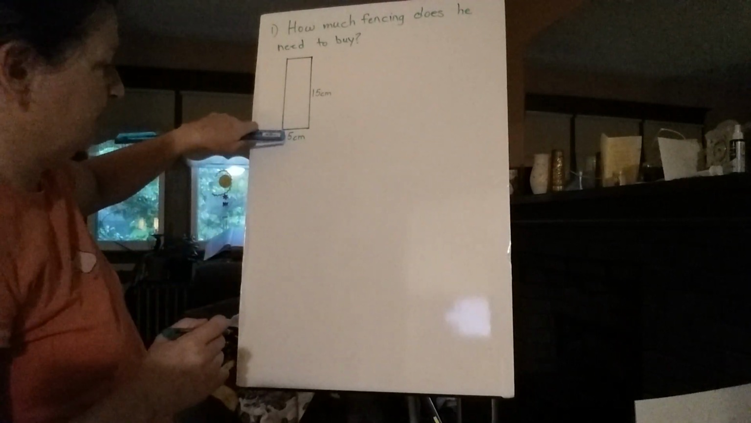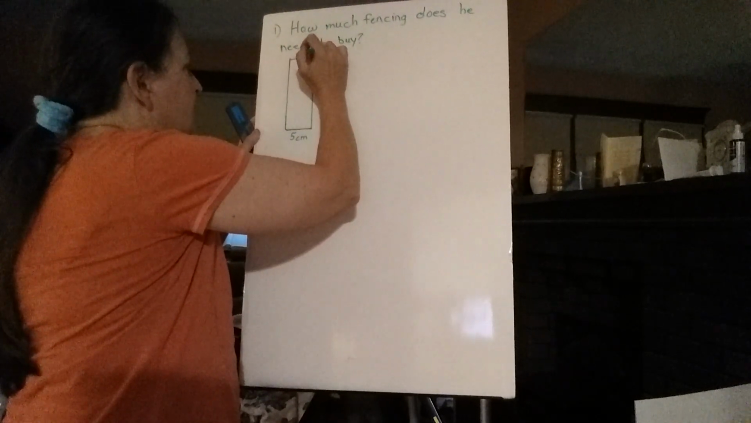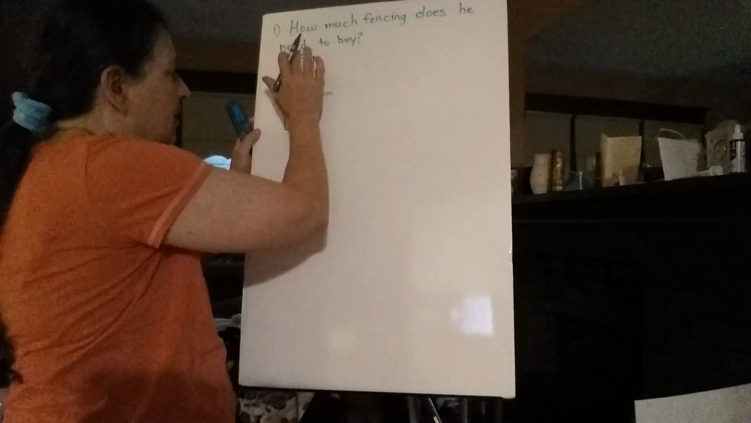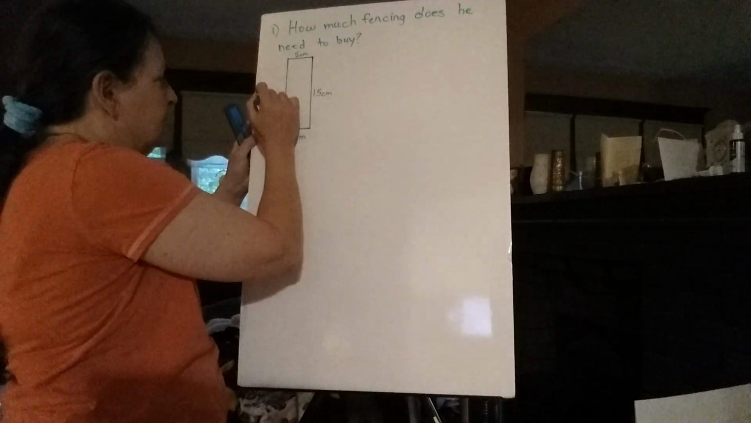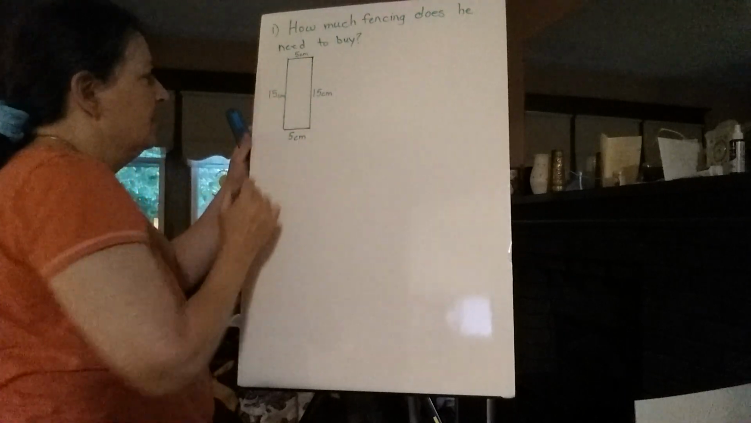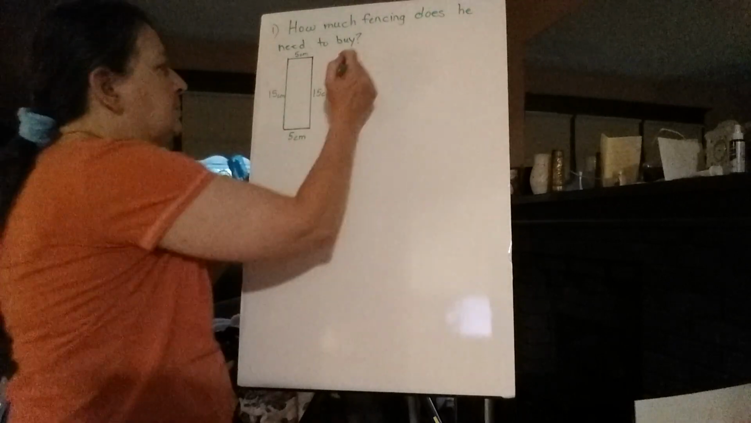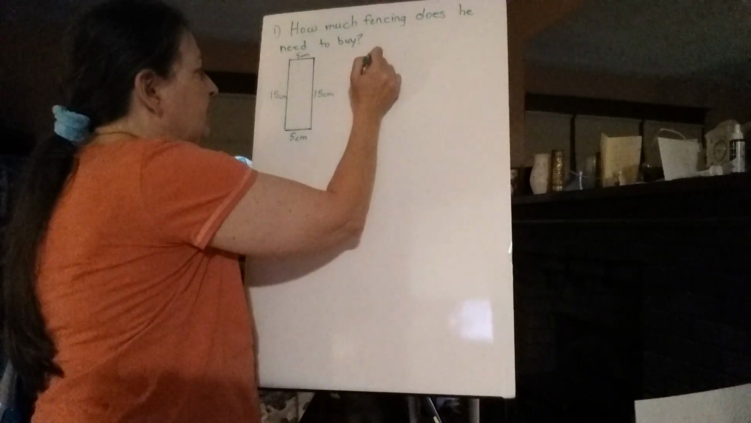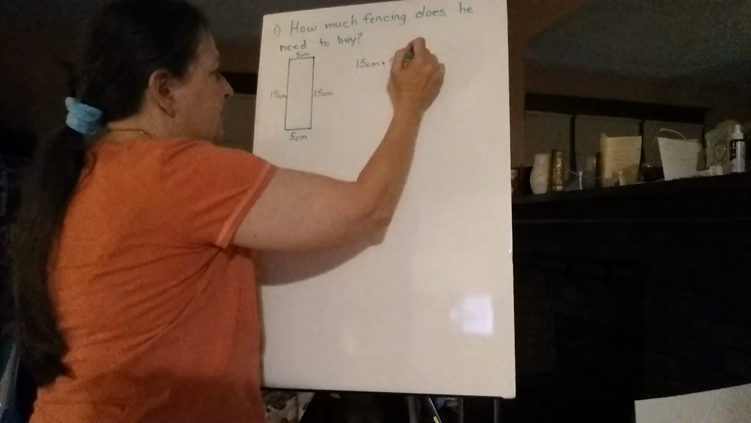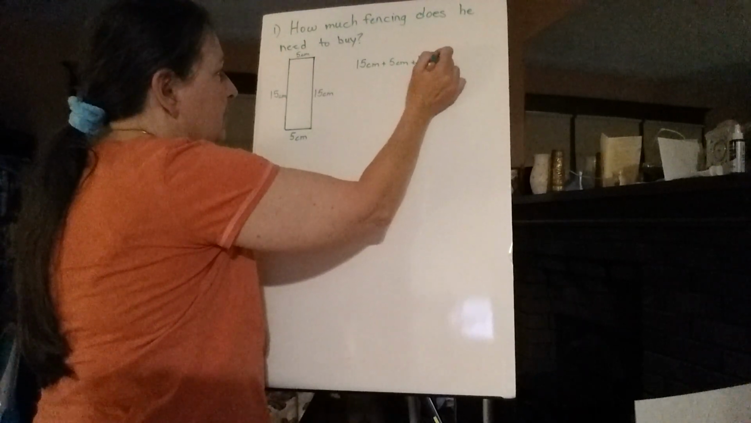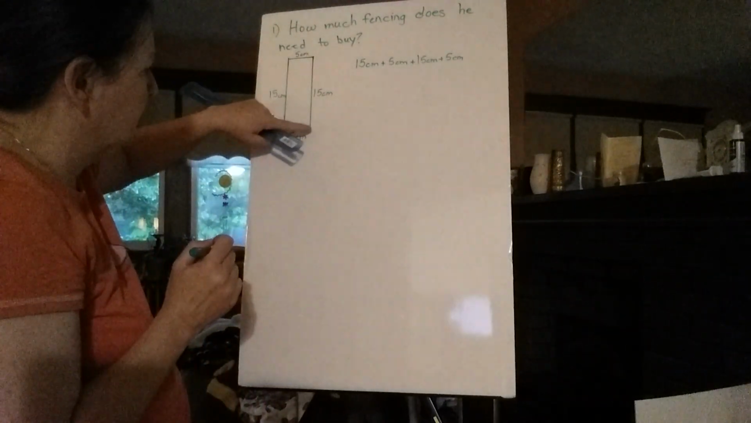Now, because this is a rectangle, if this is 5 centimeters, then this one's 5 centimeters, because the opposite sides of a rectangle are the same size, the same length. Here I have 15 centimeters, so this must be 15 centimeters. Then, in order to get my perimeter, I have to add everything together. I can write this a couple of different ways. I can go 15 centimeters plus 5 centimeters plus 15 centimeters plus 5 centimeters, as if I were walking around the edge of my pen.